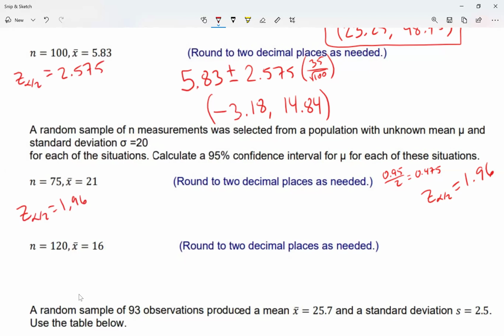Okay, so I think I'm ready for my formula. The formula I'm using is the one on top of our notes, okay? So to find my interval, for this case, I'm going to go 21 plus or minus 1.96 times 20 divided by the square root of 75. Remember, my 20 is my standard deviation, and my 75, that's my n.